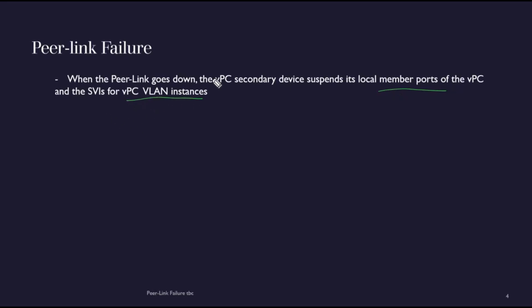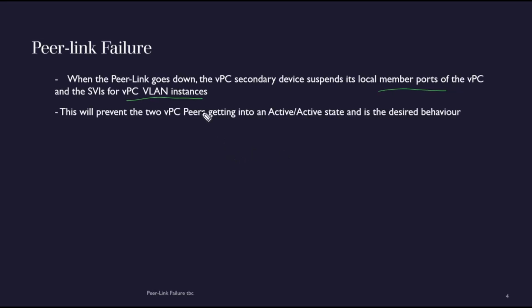So for any VLANs that are running across the VPC peer link, the secondary device will suspend those SVIs. The reason being, the secondary cannot determine if the primary peer is still active. It only knows that the control plane communication is lost. So to prevent a loop in the forwarding plane or the data plane, the VPC secondary shuts down its local VPC ports and allows the VPC primary to continue forwarding traffic as normal. This will prevent the two VPC peers from getting into an active-active state, and it is the desired behavior.